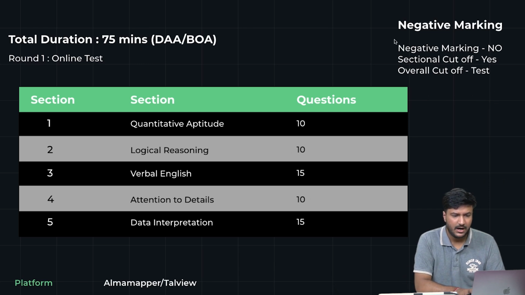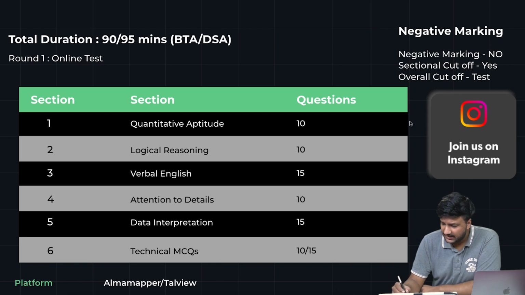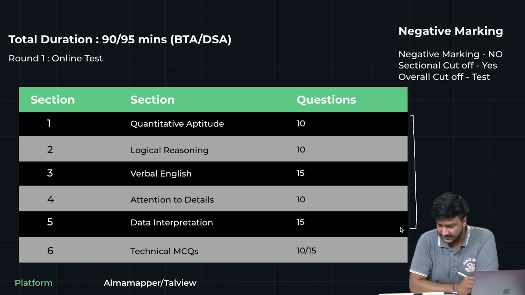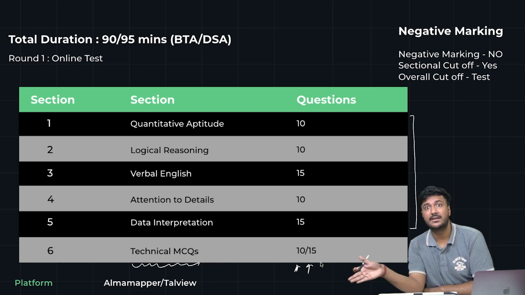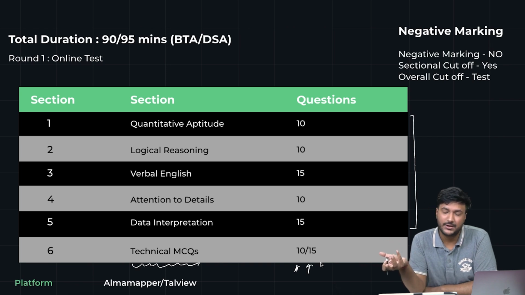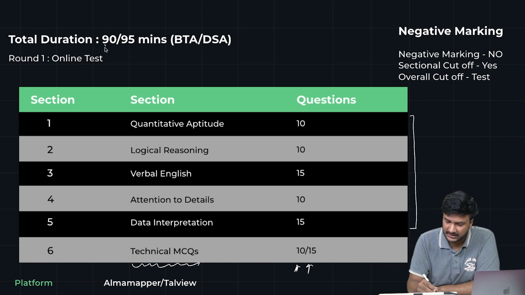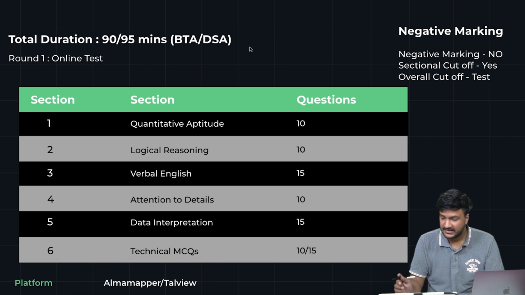Now, moving ahead to the next part, which is for BTA or DSA. For BTA and DSA, this part remains the same. There's an additional part called technical MCQs. We've seen in the past, sometimes there were 10 questions and sometimes 15 questions, right? And it's not fixed. To be honest, we've seen the exam happening on Saturday with 10 questions, Tuesday with 15 questions, and then Wednesday again with 10 questions. So not sure how they decided. Probably they are trying to do A/B testing, and so on and so forth. Whatever the scenario, in that case, 90 or 95 minutes are given. So that is the BTA and DSA profile. Again, this is an elimination round.